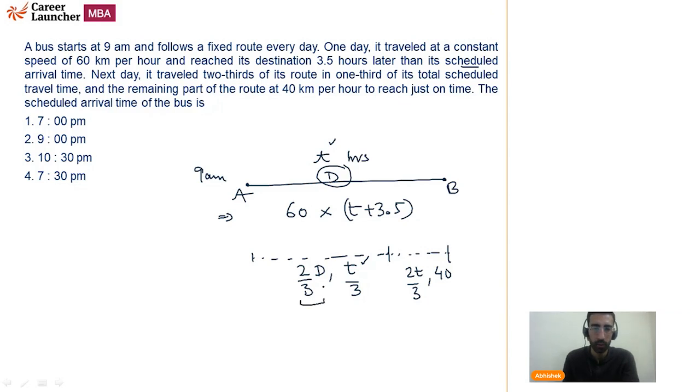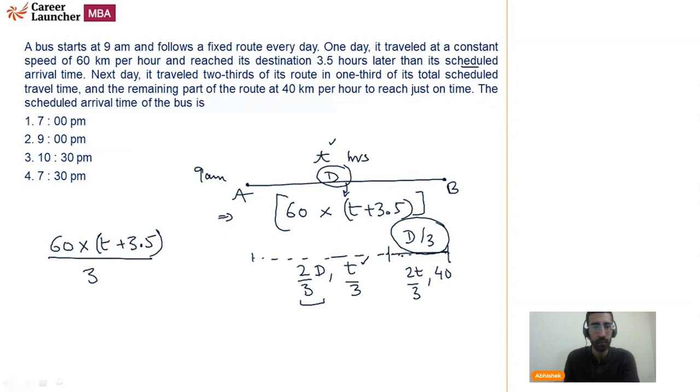So can we say that this was 2 by 3d, the remaining distance will be d by 3. D by 3 ought to be, and what is d? D is this, right? D is 60 into t plus 3.5. This is the distance. D by 3 will be equal to 40 kilometer per hour into 2t by 3.